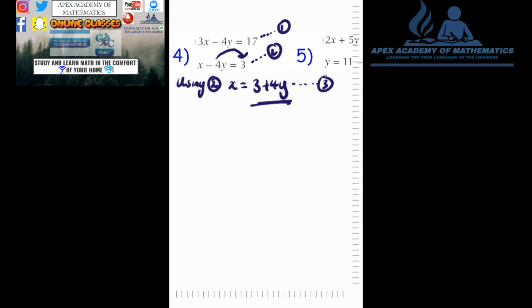What will happen if you made that error? If I take equation 3 and put it back into equation 2, look at what will happen. So here's x, we're going to put 3 plus 4y, and we're going to minus 4y, and that's going to be equal to 3. It just shows you here that 4y cancels 4y, so 3 is equal to 3.